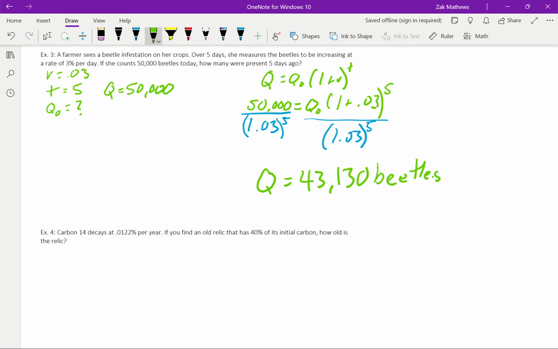These numbers should make sense. The order has to be correct. And so what we know is the beetle population is growing. It's getting larger and larger. So the fact that we started with 50,000 today and we're looking back in time, that number should be less. 43,000 is in fact less. So that does seem like a perfectly acceptable answer. The number of beetles 5 days ago was 43,130 beetles. And there's our answer.